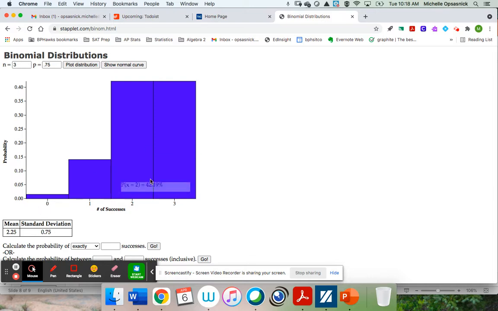And this is going to go ahead and give me my histogram, which we're going to create in just a minute. But if I hover over each of these bars, it shows me that the probability of getting 0 successful surgeries is 1.56%. 1 successful surgery is 14.06%. 2 we already had, and then 3 is the 42.19. So I'm just going to record those numbers real quick here so that I can throw them back into the PowerPoint. And then I'm going to show you a couple more things on Statlet.